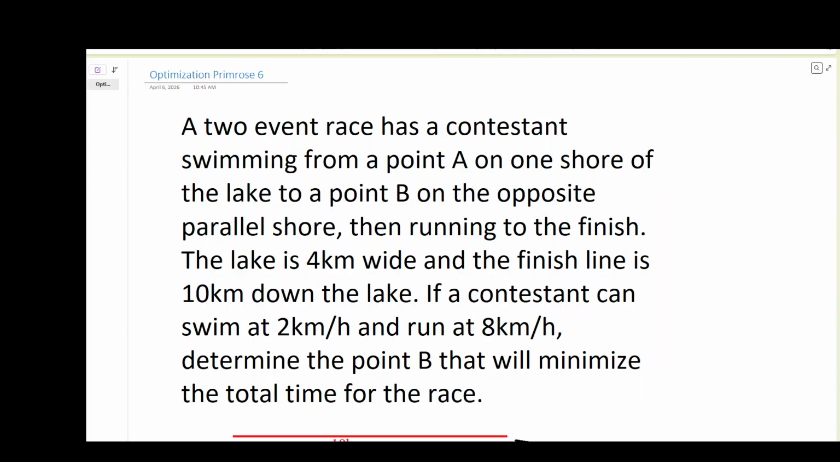And certainly feel free to pause it if you want to read it carefully. But we have someone who's swimming across a lake and then running down beside the lake to try to get to a finish line. And for now, let's just emphasize the important thing is that our goal is to minimize the total time for the race. So we're minimizing the time. So let's just take a better look at what's actually happening in this question.